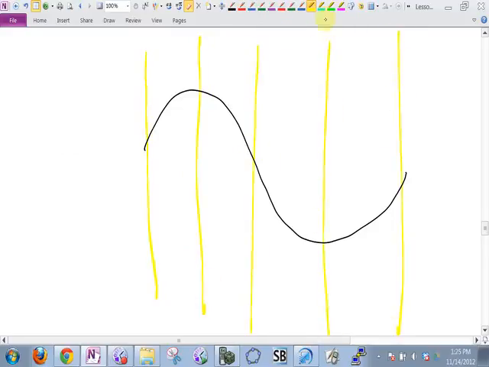Okay? There's this section where the graph is increasing, but it is what we call concave down. There is this section where the graph is decreasing, but it is still concave down. We have this section where the graph is still decreasing, but it has actually switched to concave up. And then we have this section here where the graph is now increasing, but it is still concave up.